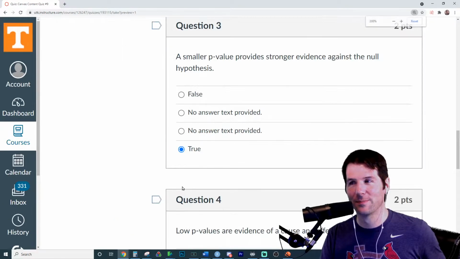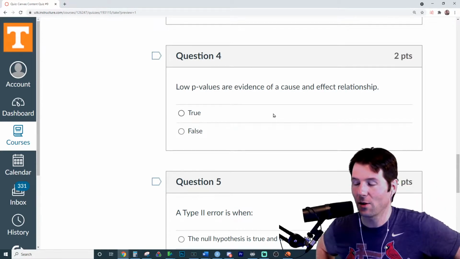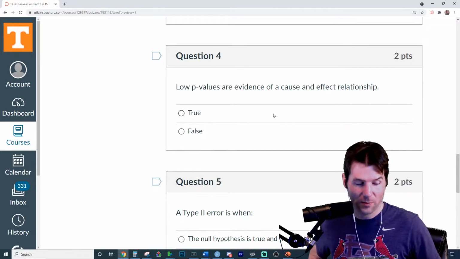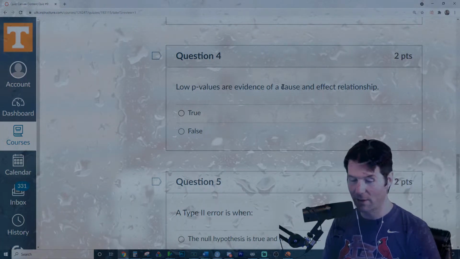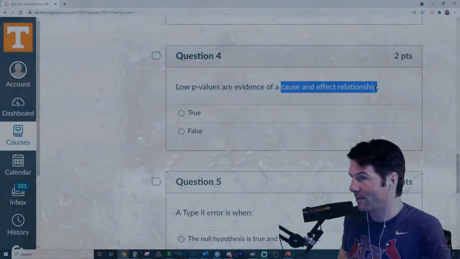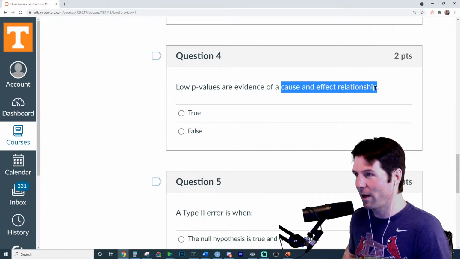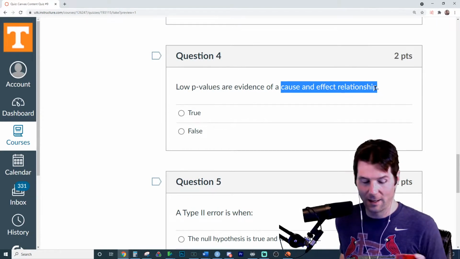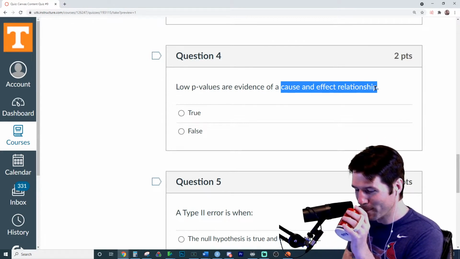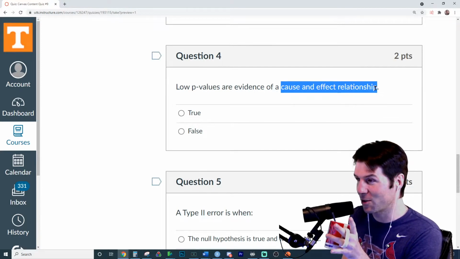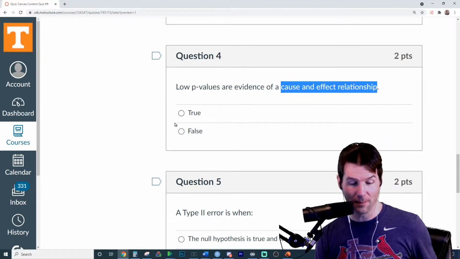True or false on this one? This hurts me. Whenever someone gets this question wrong, this music plays in my head. Low p-values are evidence of cause and effect. If you get it wrong, don't worry. It'll just hurt me. If someone said this, I'd be like, no. This question right here should be a gimme on the test. Yeah, this is false as false can be.